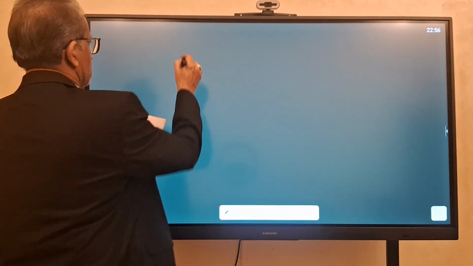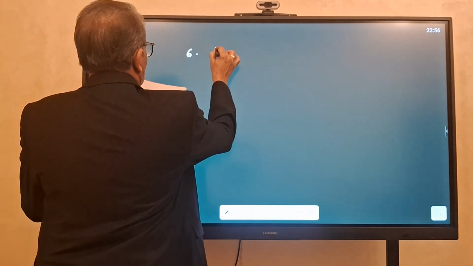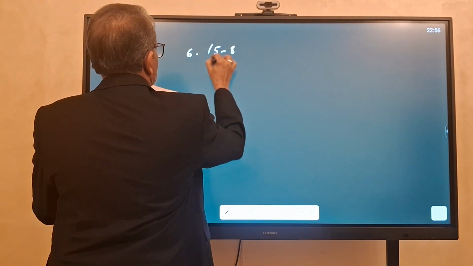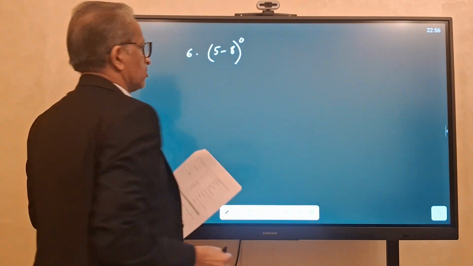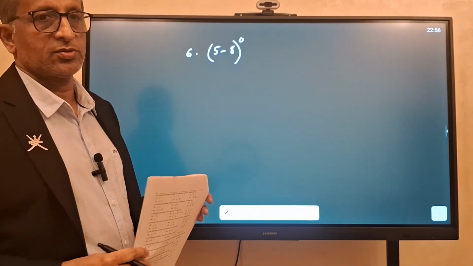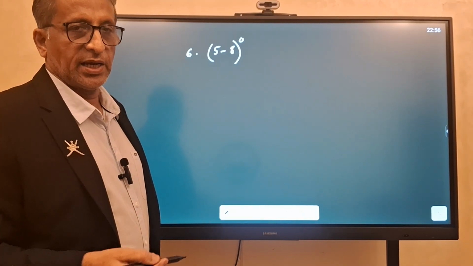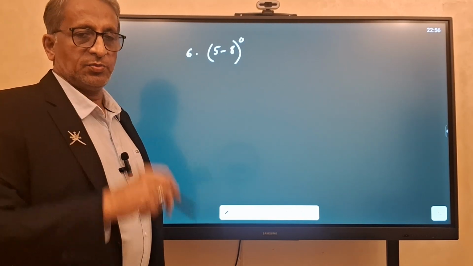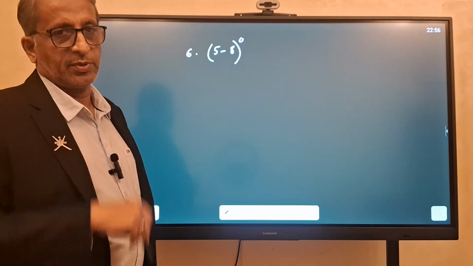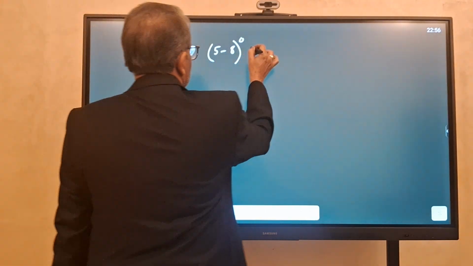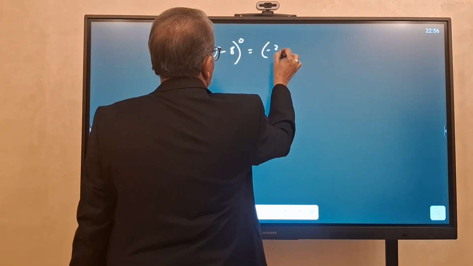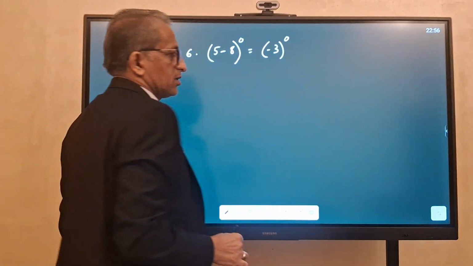Let's see number 6. Check. 5 minus 8 to the power 0. So we are asked to simplify this. I told you that whenever you have a bracket, first simplify inside the bracket. So what is 5 minus 8? It is minus 3 to the power 0.